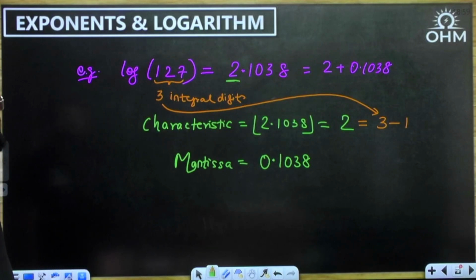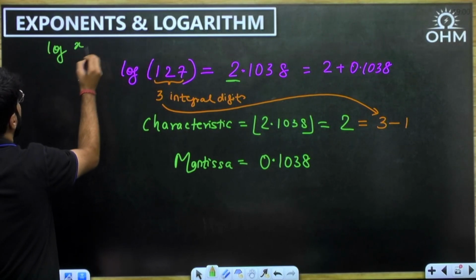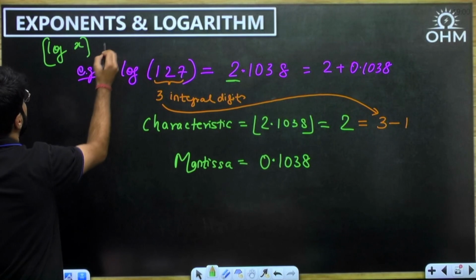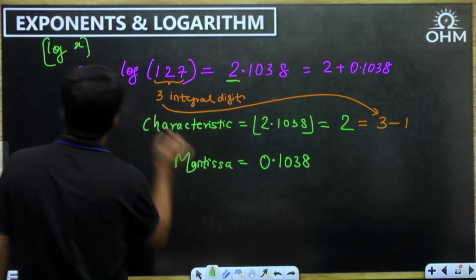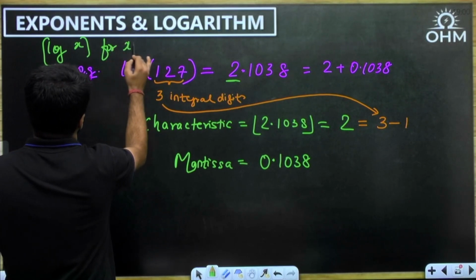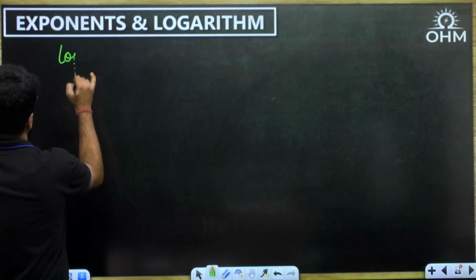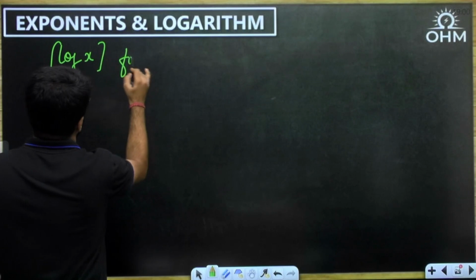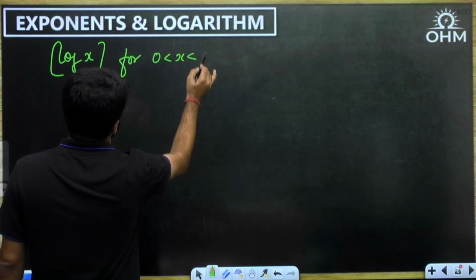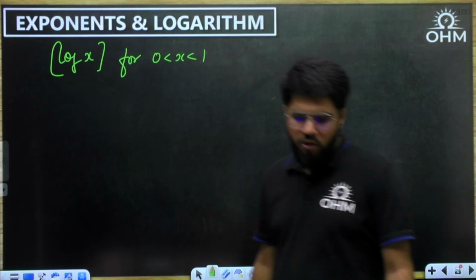So all these examples I have taken for log x, considering x greater than 1. Similarly, if I make the pattern for log x for x less than 1, x less than 1 means x is between 0 and 1. Anyways, x cannot be negative. We cannot define the log of negative numbers.